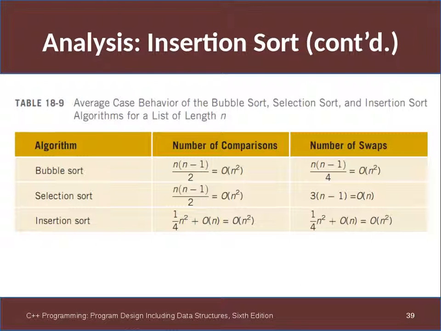All right, let's compare them all. Bubble sort, comparisons n squared, swaps n squared. Selection sort, comparisons n squared, swaps O of n. Ooh, that's better. Insertion sort, comparisons n squared, and swaps O of n squared. Does this make sense to y'all? Yeah. They all kinda suck.